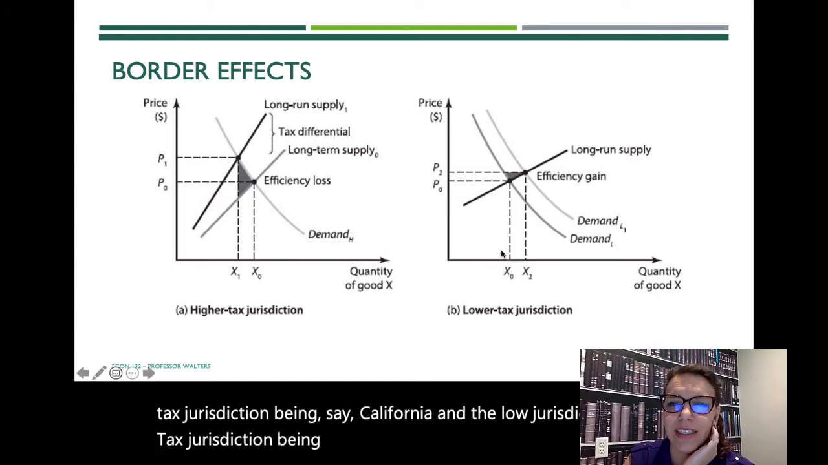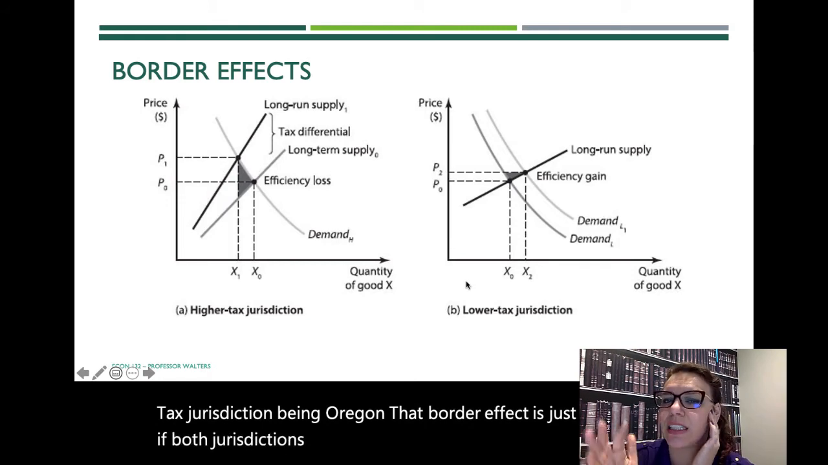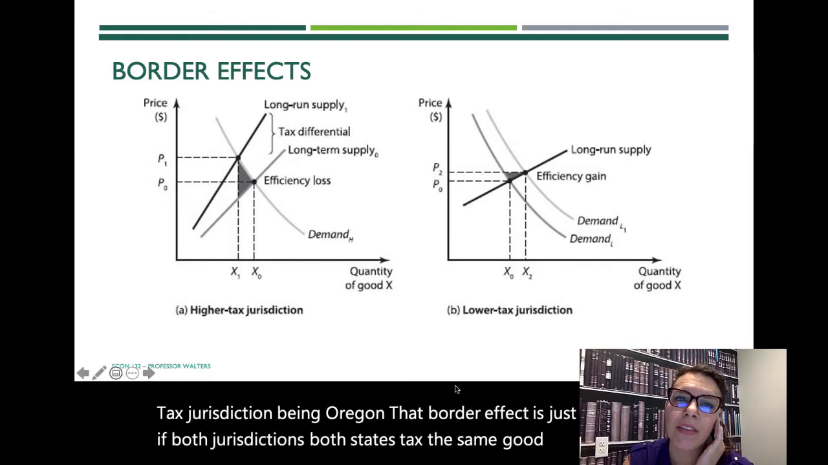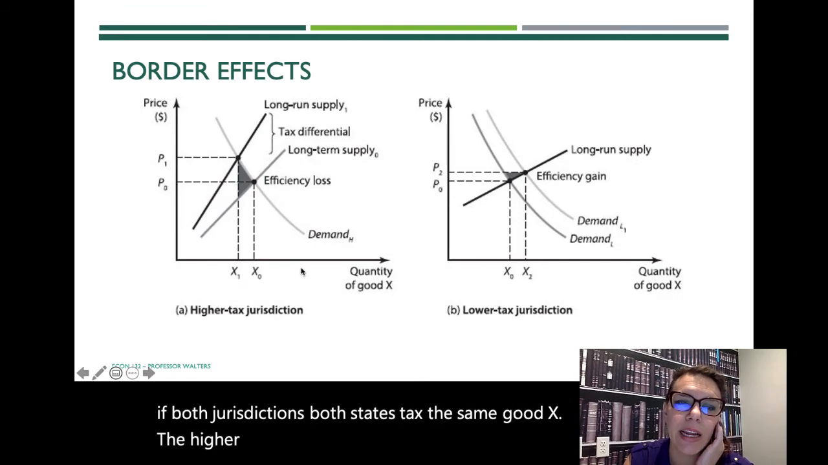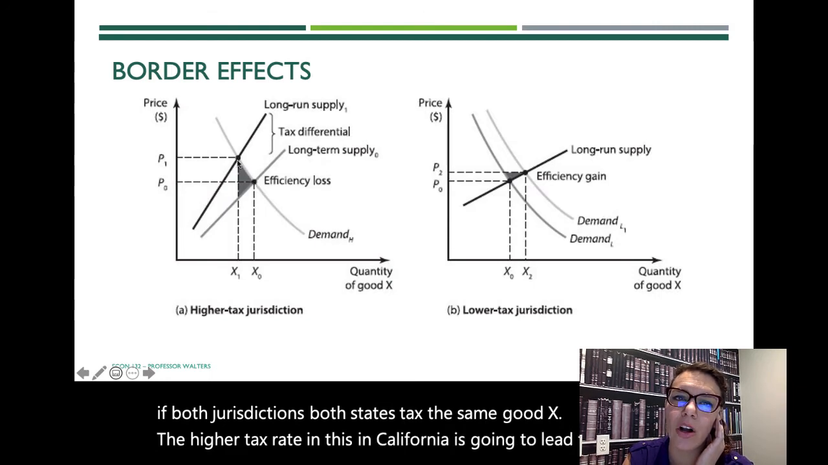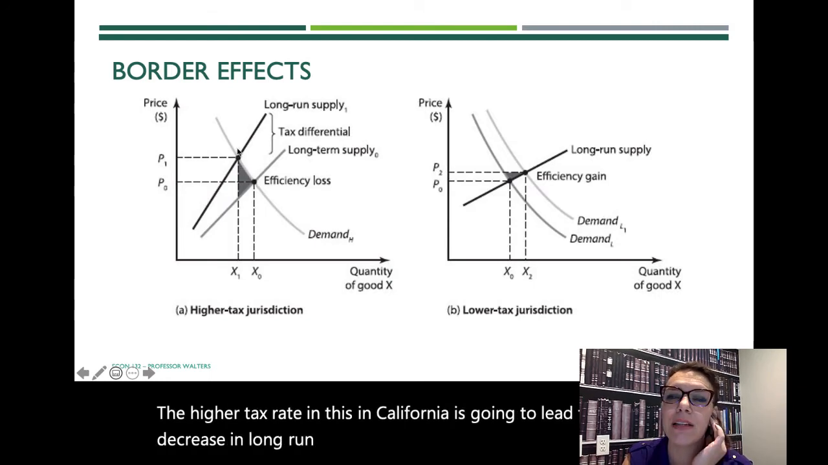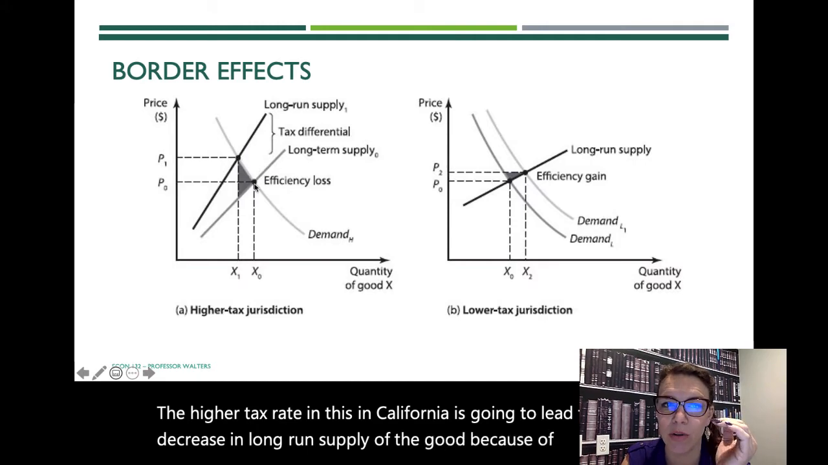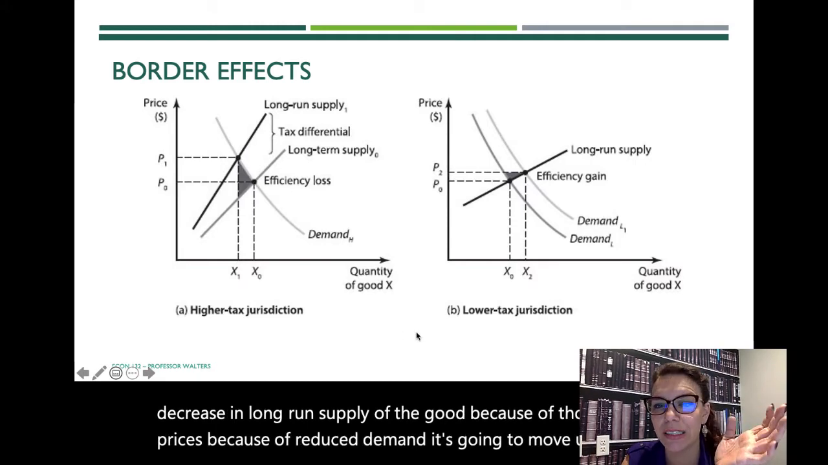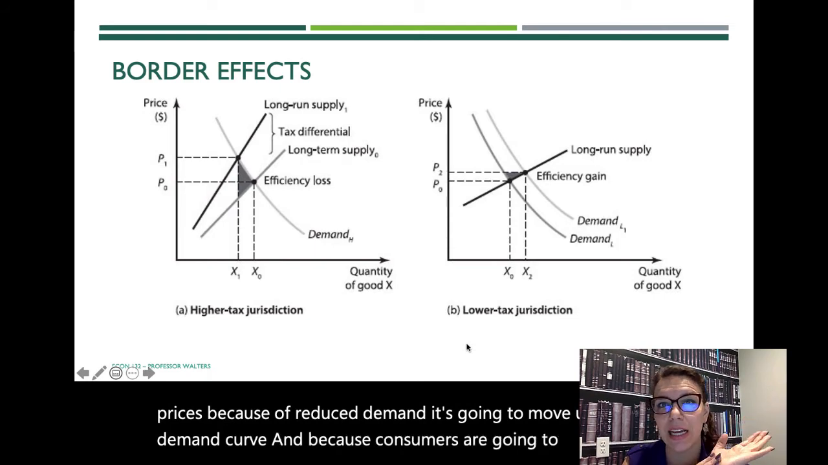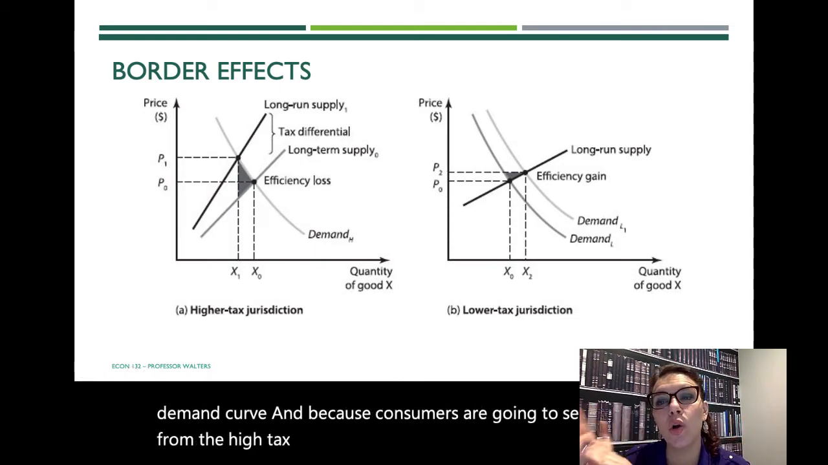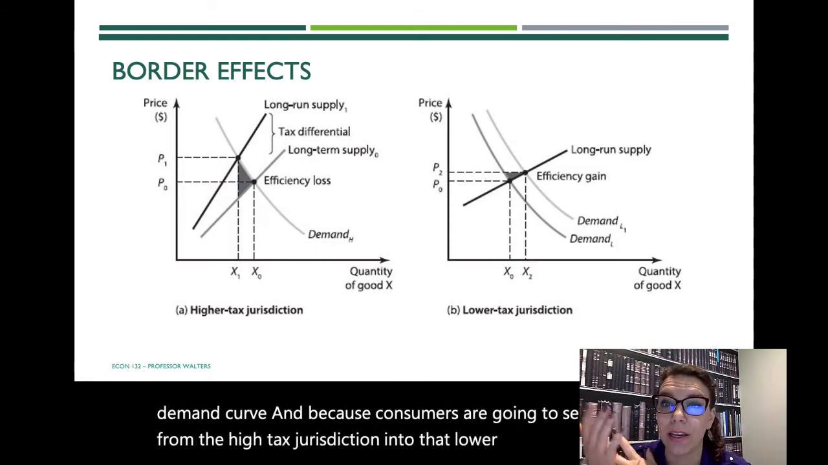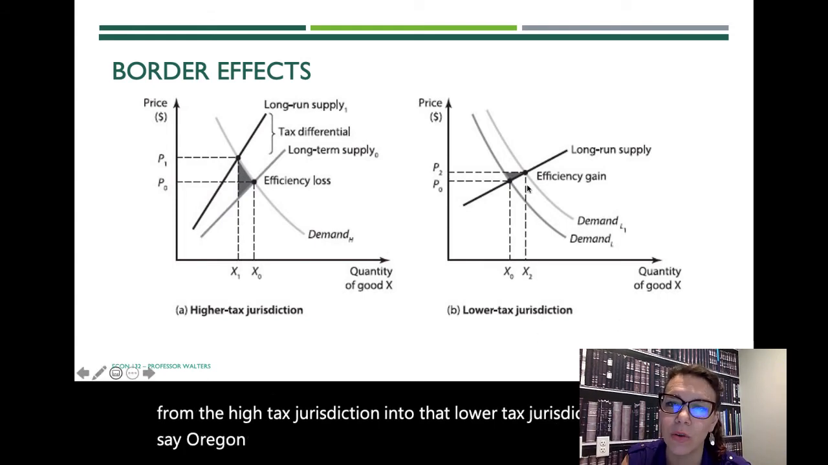That border effect is just saying that if both jurisdictions, both states, tax the same good X, the higher tax rate in California is going to lead to a decrease in long-run supply of the good because of those high prices, because of reduced demand. It's going to move us up that demand curve. And because consumers are going to select away from the high tax jurisdiction into that lower tax jurisdiction, into, say, Oregon, and demand more goods in Oregon.